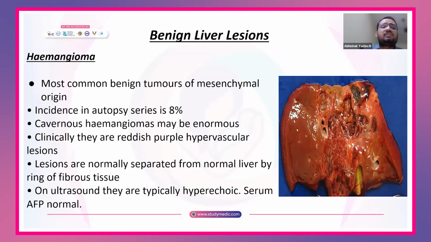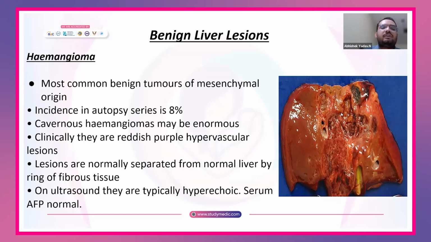On gross examination, it appears as a reddish purple hypervascular lesion. Most of the time it will be an incidentaloma, less than 5 centimeters in size. If it is more than that, and if it is causing any vascular lesions or mass producing effects, in such conditions we have to go for surgical resection.